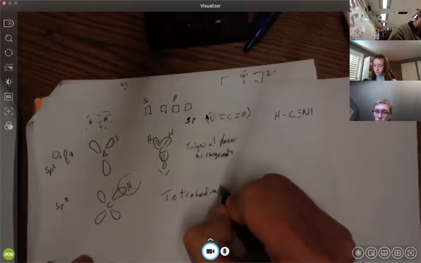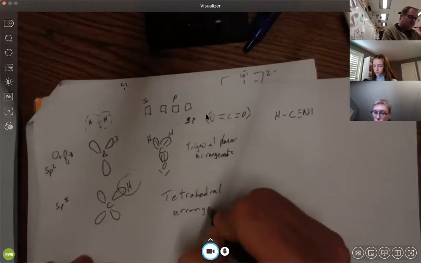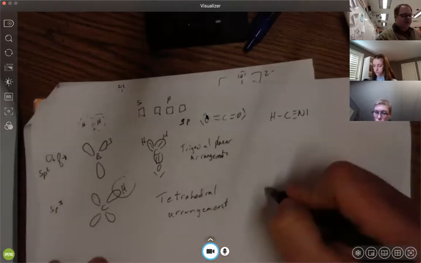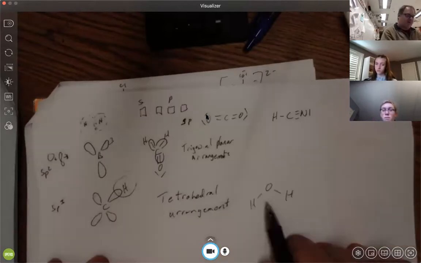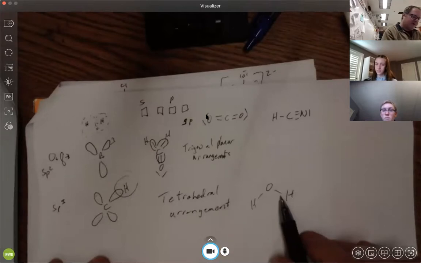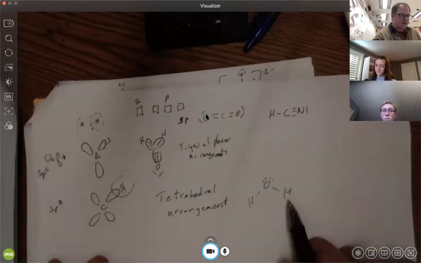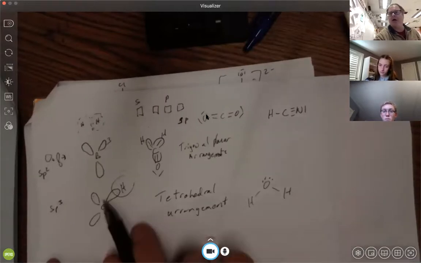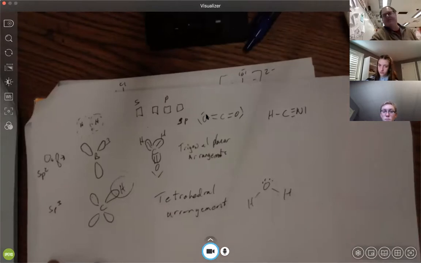The biggest thing that people mess up on is they see something like water and they want to call that sp hybridization. It's not, because remember, it's the arrangements. There's still electrons up here. So it still looks like this, sp3 hybridization. It's tetrahedral arrangement, but it's bent geometry.